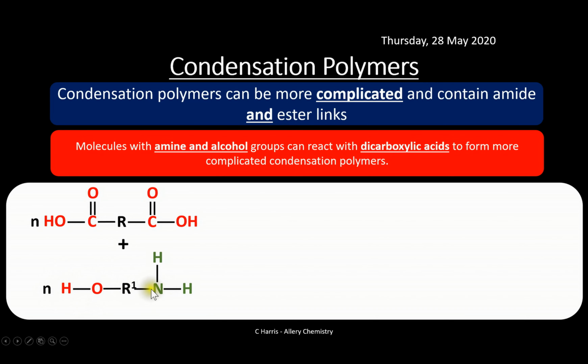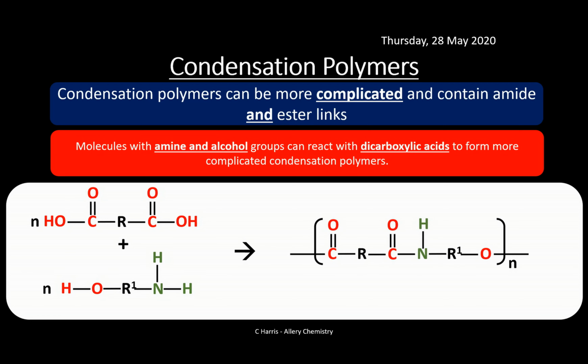Okay, so instead of having a diol or a diamine, we've actually got a molecule with 2 functional groups in there, which is going to make it a little bit more complicated. So this is going to form something like this. Okay, so you've got your dicarboxylic acid. I've color-coded it so you can see what's going on.